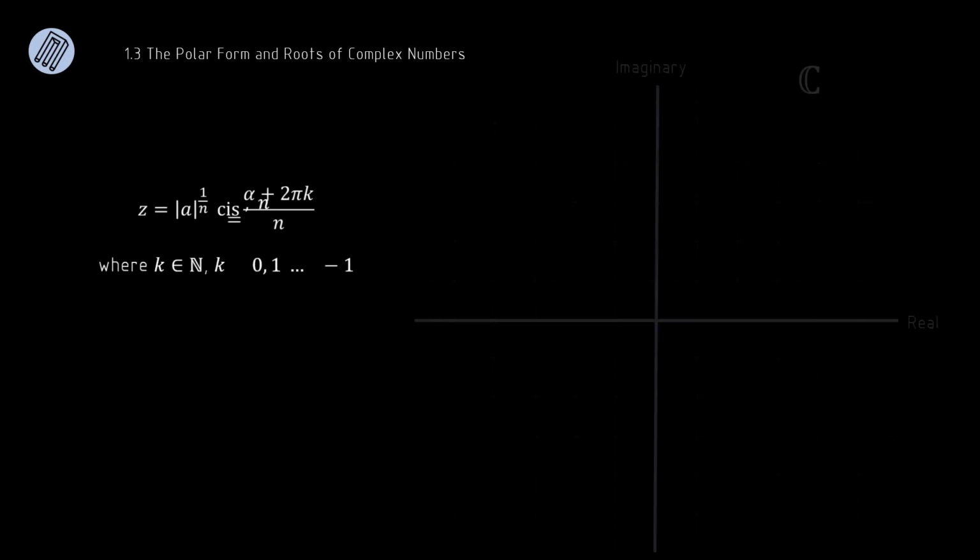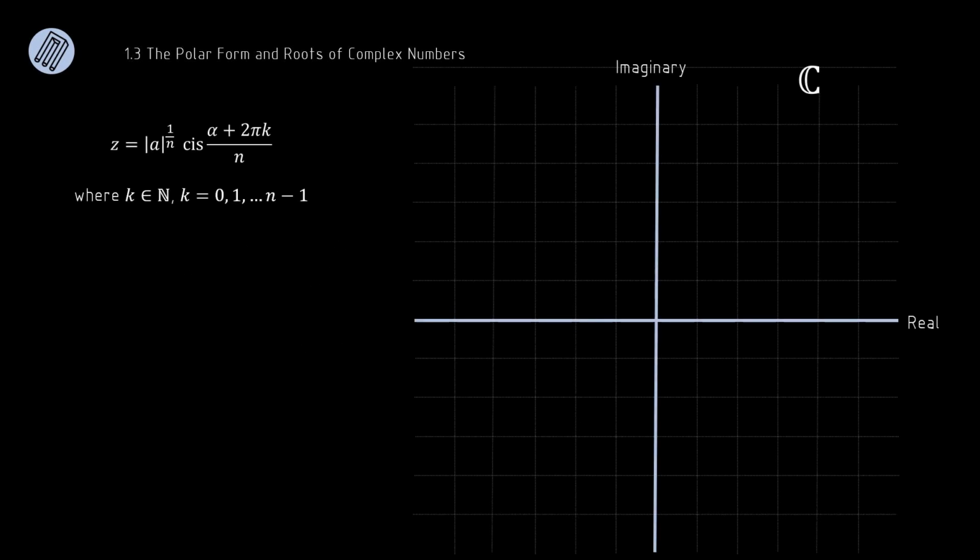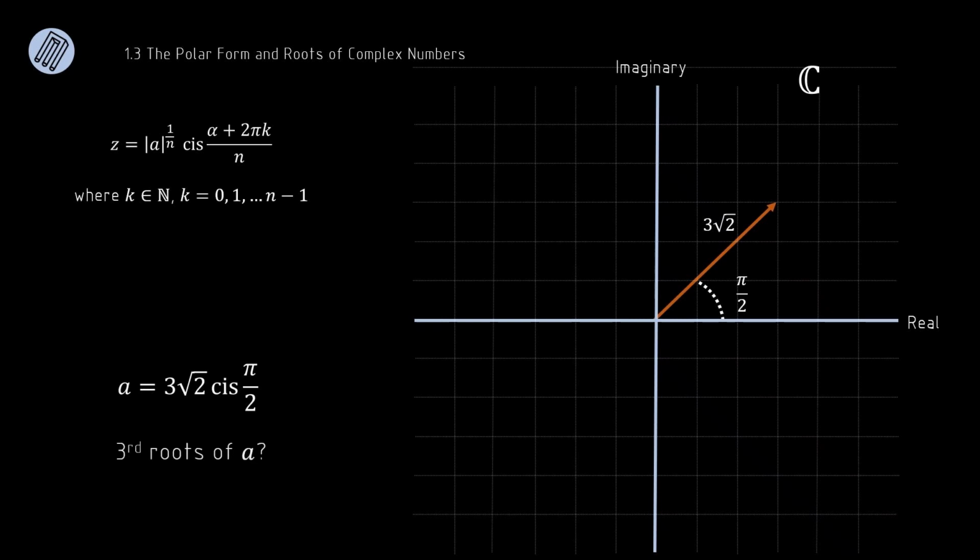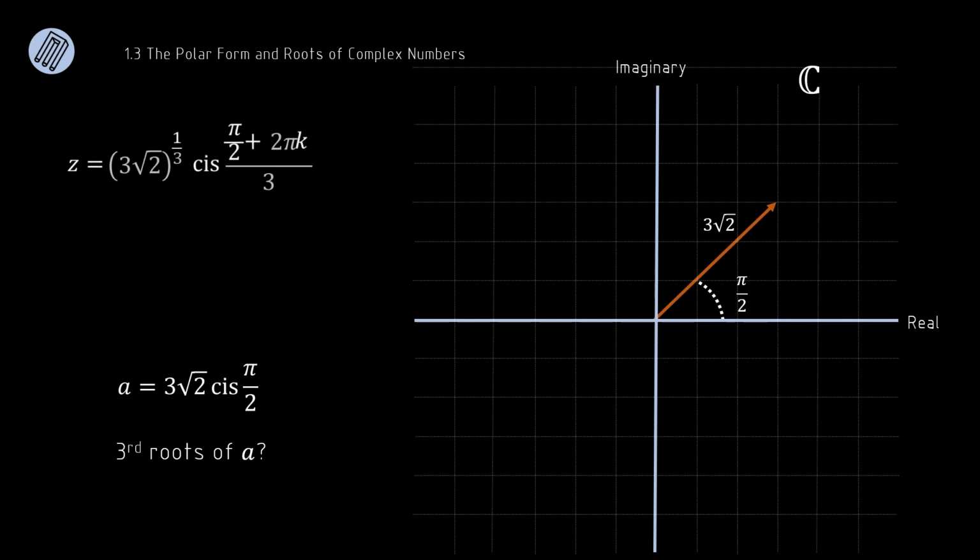I want to do an example and use this new formula for generating roots so we can see what roots of complex numbers look like. I've chosen a complex number, a, which in its polar form is 3 square root 2 times cis of pi over 2. Just to be clear, a's magnitude is 3 square root 2, and the angle it makes from the positive real axis is pi over 2. I want to find the third roots of a. We will use the formula for computing nth roots of complex numbers. Firstly, let's plug in our magnitude and angle coordinates.